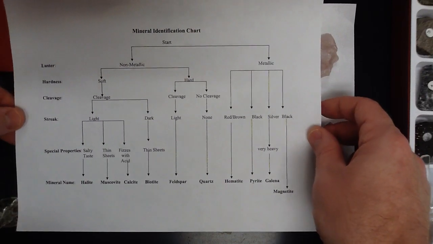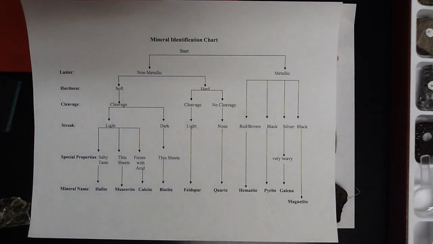Here's a little flow chart to help you understand how you're going to get to the point where you can identify each of these minerals. Basically, they're going to go through several different properties, and you're going to try to determine what that property is, and that should lead you to the correct name of the mineral.